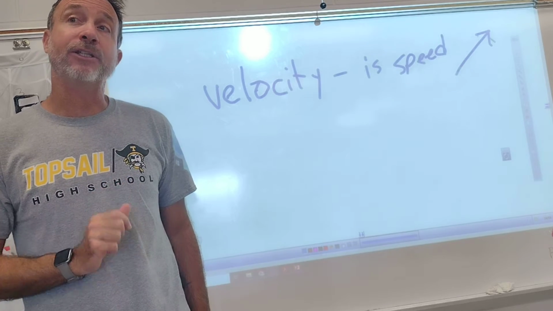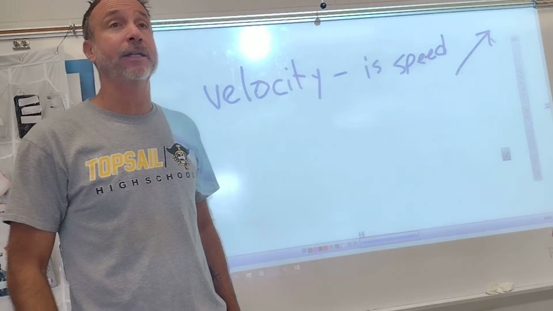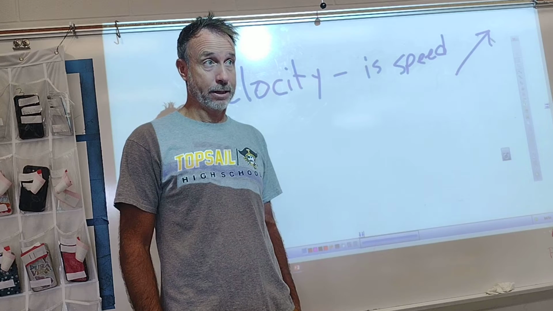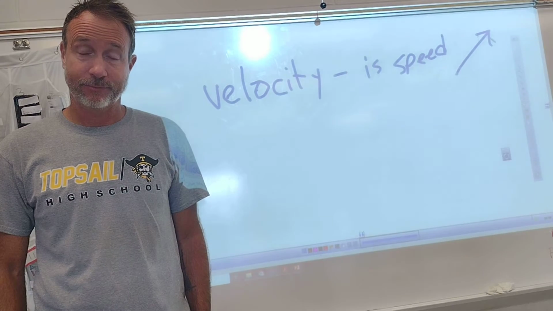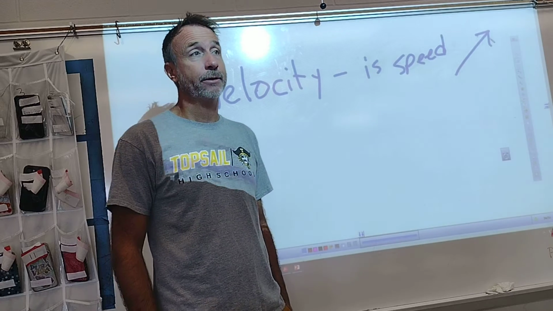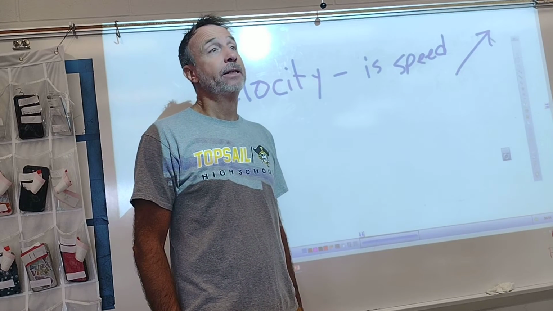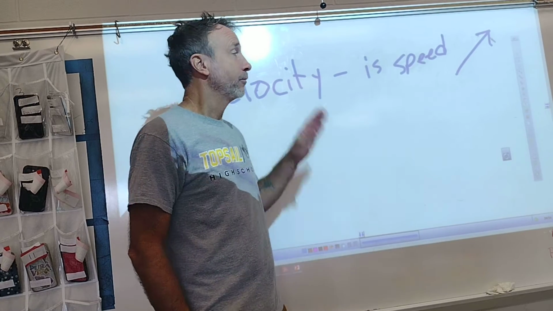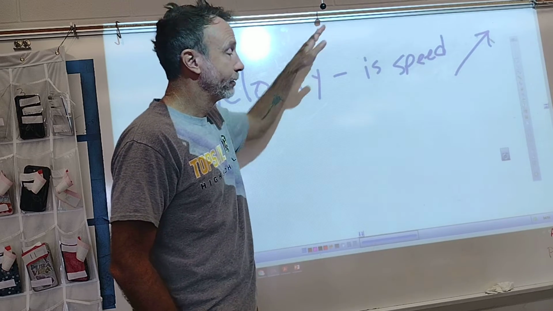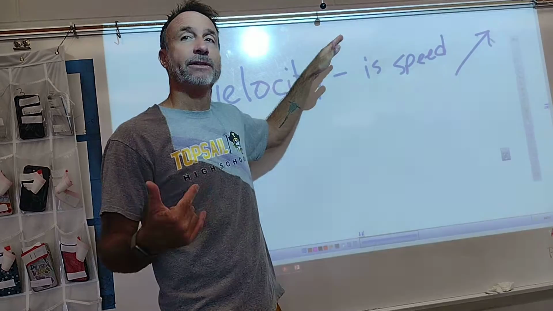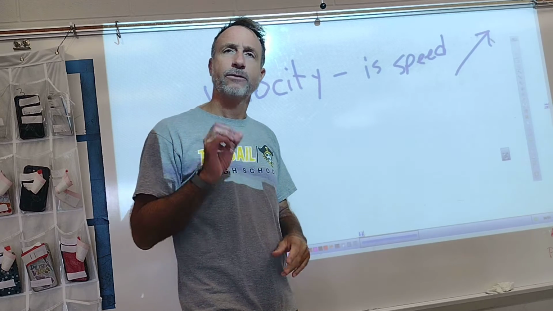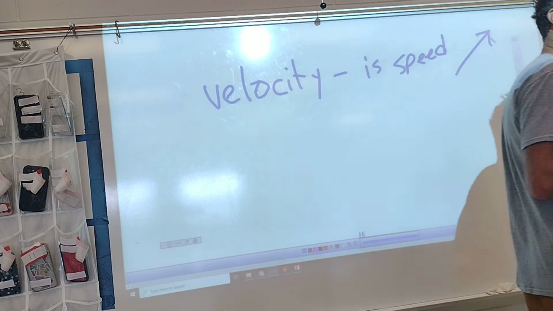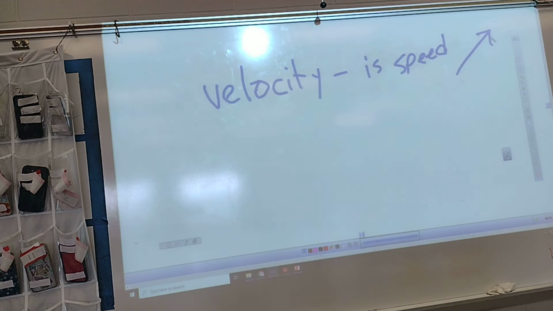So your velocity could be 10 meters per second north. Your speed could be 10 meters per second. If you turn the wheel, your velocity could be 10 meters per second northeast. But your speed is still just 10 meters per second. Does that make sense? So velocity and speed aren't really the same thing.